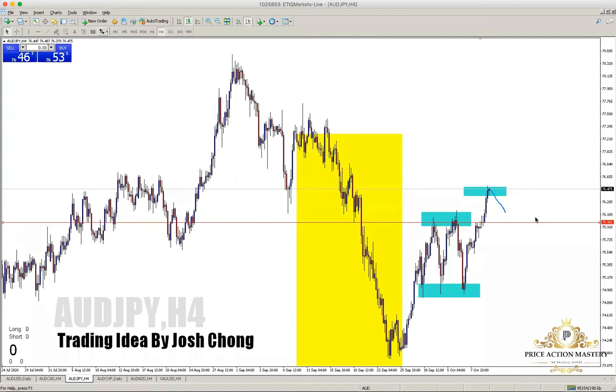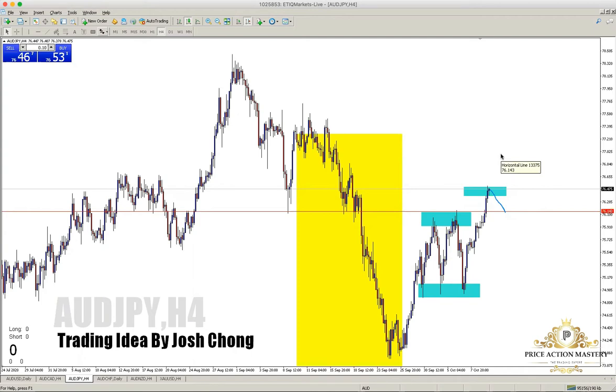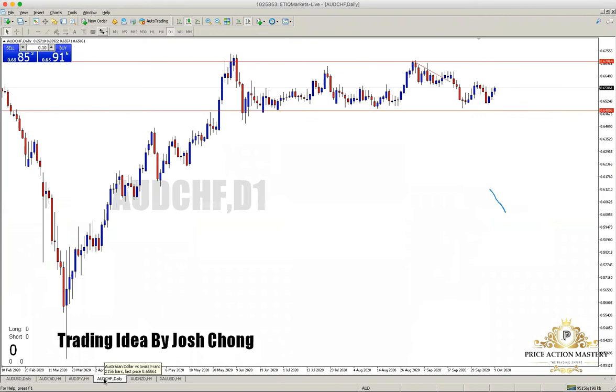So let me move my key line to here. Yes, this is my A grade key line. I'm going to look around here, then we're going to see an upside exposure to here. And the next will be Aussie Swiss franc. Mostly it is the same.